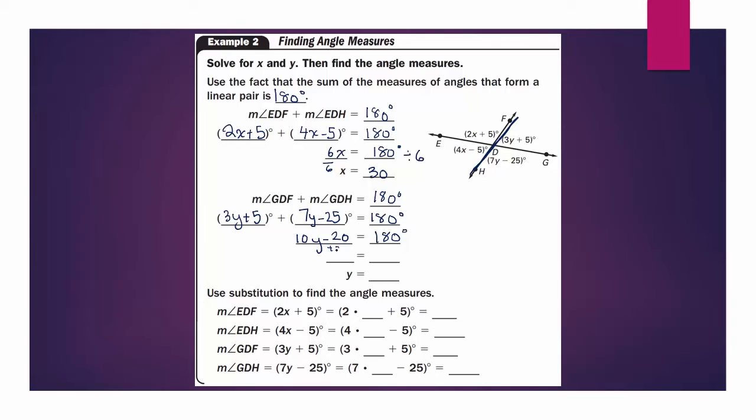Add 20 on both sides. You get 10y is equal to 200. Divide by 10 on both sides to get y is equal to 20. So I've solved for x and y, which is our first step. Now I need to find the angle measures.